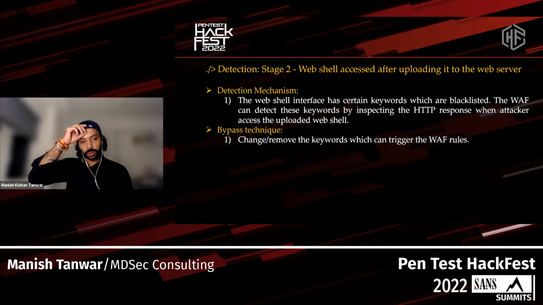So let's talk about stage two. Stage two is, let's say we have managed to bypass stage one and we have managed to upload a web shell, but when we are trying to access it, it may get detected. To bypass that detection, we just need to remove the keywords which have been detected. Those keywords are the ones actually returned in the HTTP response of the web shell. So it's really easy to bypass this phase. We just need to figure out which keyword has been detected.